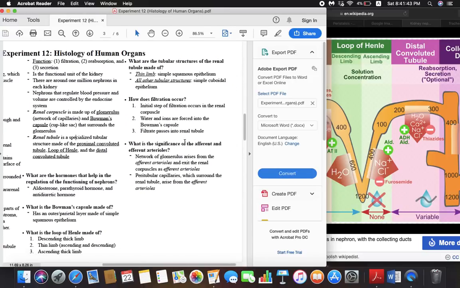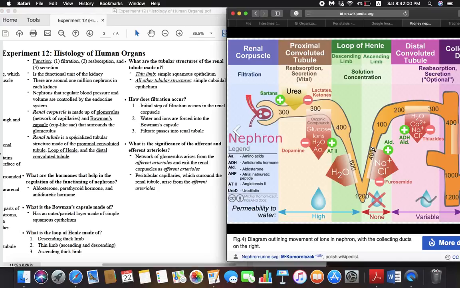Furthermore, we need to know these tubular structures. What are they made of? The thin limb is made up of simple squamous epithelium. But all other tubular structures are made up of simple cuboidal epithelium. We need to know this because it's in the manual. This thin limb is made up of what? Simple squamous epithelium. But the other limbs and tubular structures are all made up of simple cuboidal epithelium.